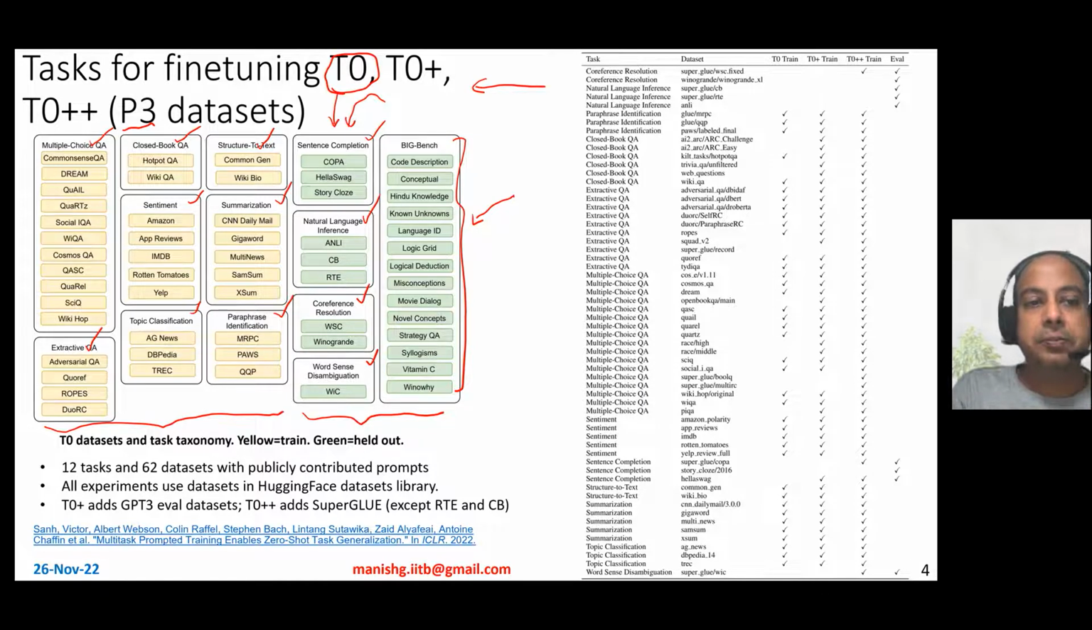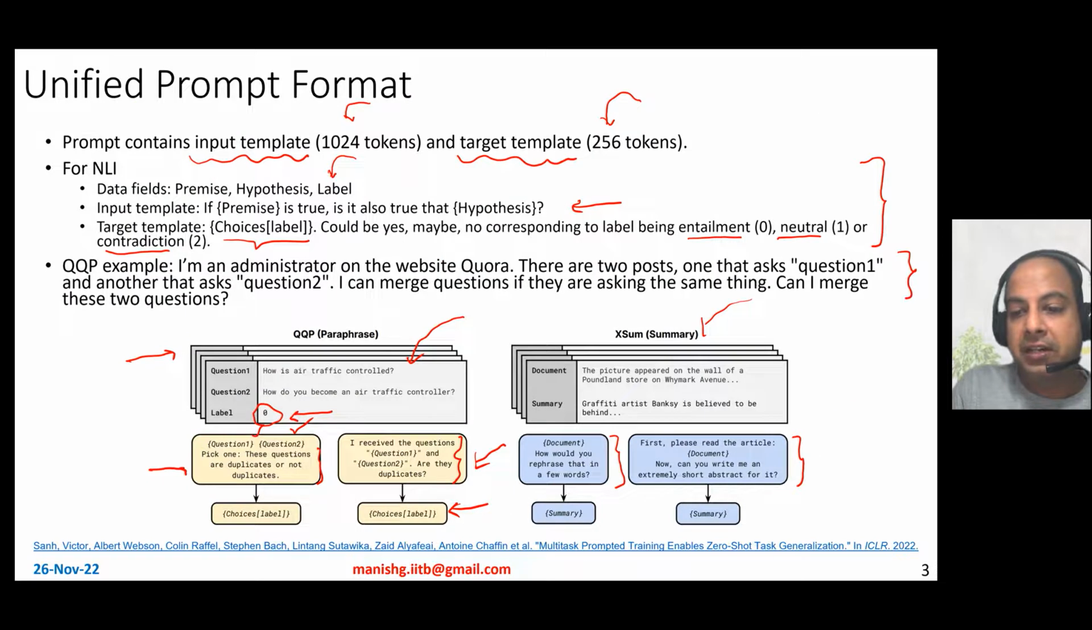For T0 plus and T0 plus plus, there are more tasks and more data sets which are part of the overall P3 data set. For T0 itself, there are 12 tasks and 62 data sets with publicly contributed prompts. Note that these prompts are not automatically generated. For each task there are several prompts, on average around 8. For example, here you see there are 3 prompts for the QQP dataset: 1, 2, and 3. Similarly, several people have contributed different prompts.